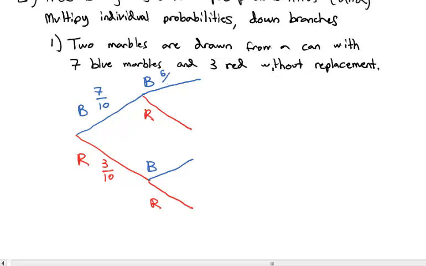Out of, there were 10 total, but now there's only 9 left. Notice the probability has changed because I didn't put the marble back. The tree diagram helps us kind of follow that. With the red branch, just below it, we still have 3 red marbles left because we drew a blue one the first time. There's just 9 marbles left to choose from.